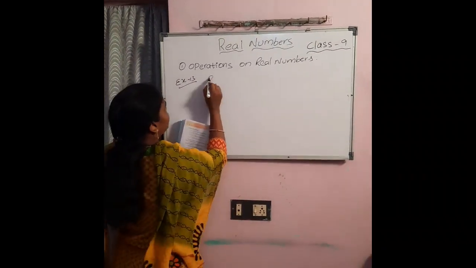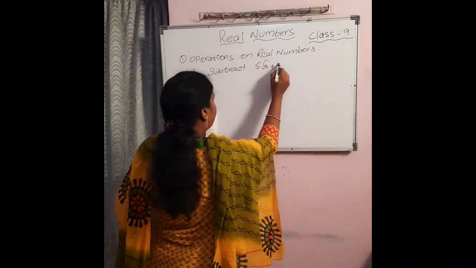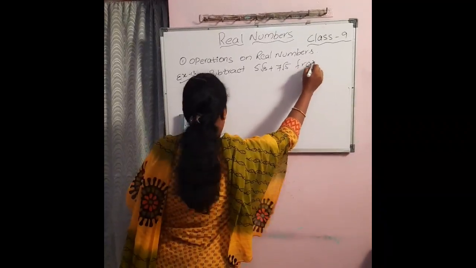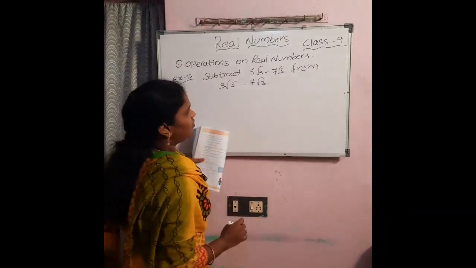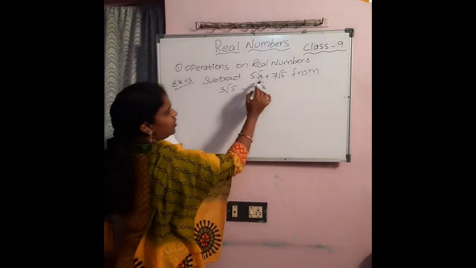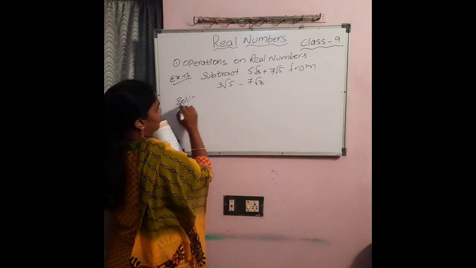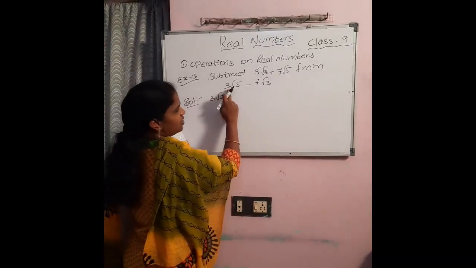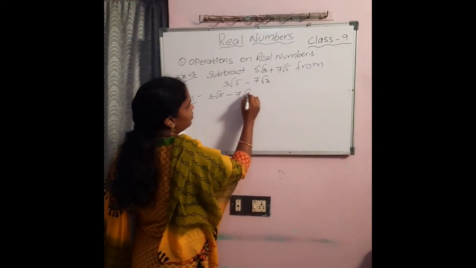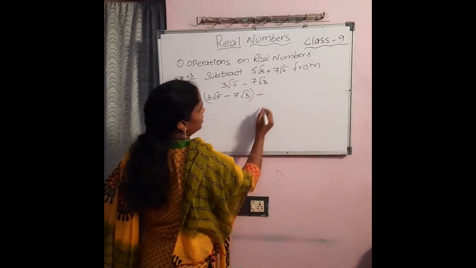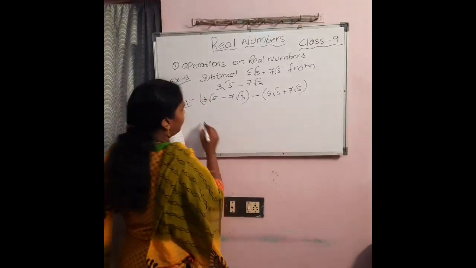Example 13: we have to subtract 5 root 3 plus 7 root 5 from 3 root 5 minus 7 root 3. So we have to subtract the value 5 root 3 plus 7 root 5 from 3 root 5 minus 7 root 3. Let us solve that. From what do we have to subtract? The second number from the first number. So 3 root 5 minus 7 root 3. What do we have to do? Subtract. So minus 5 root 3 plus 7 root 5.